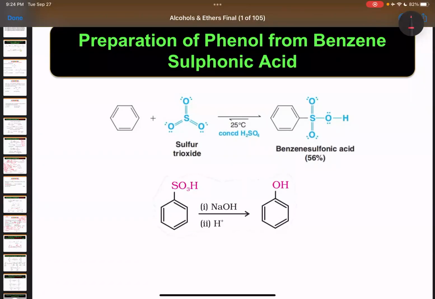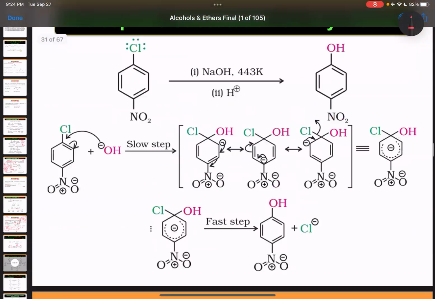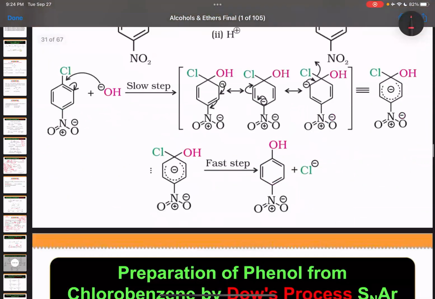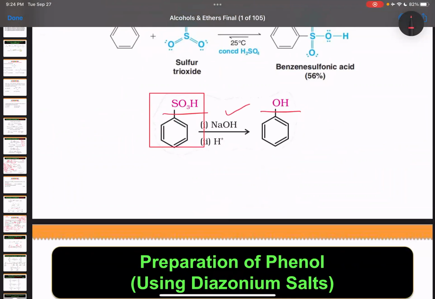Next is sulfonation. You can do the sulfonation of benzene by heating it with concentrated H2SO4 or SO3. You will have benzene sulfonic acid. In the same way in which you displace the Cl by using NaOH, you can displace the sulfonic acid by heating it with NaOH, and you will end up with a phenol. You need to take H plus, because the basic medium will convert it into O minus, so that you can get the phenol.